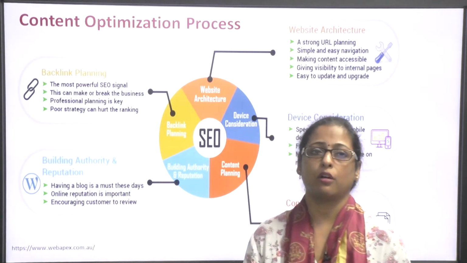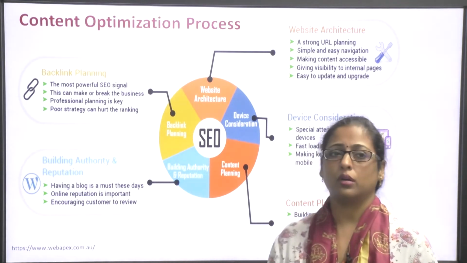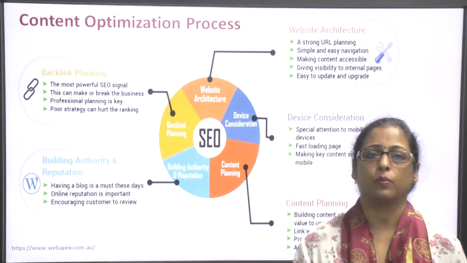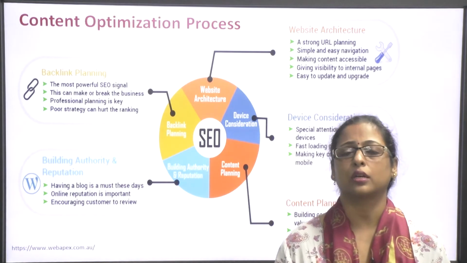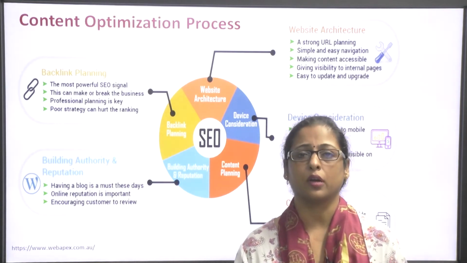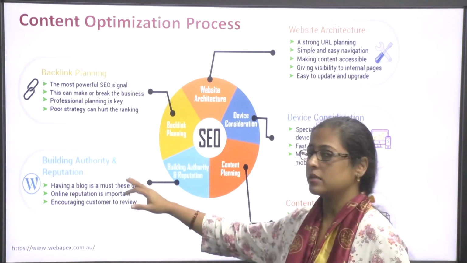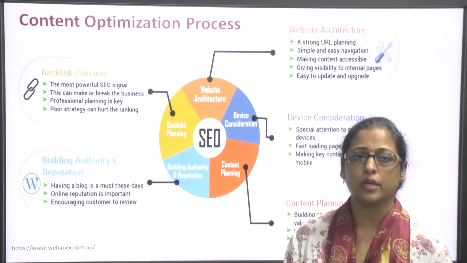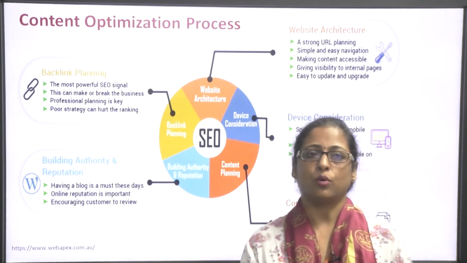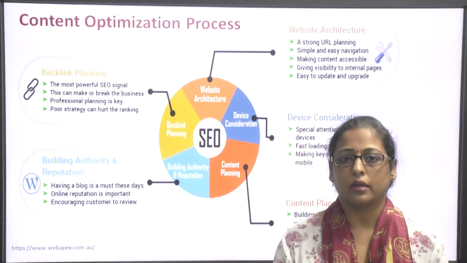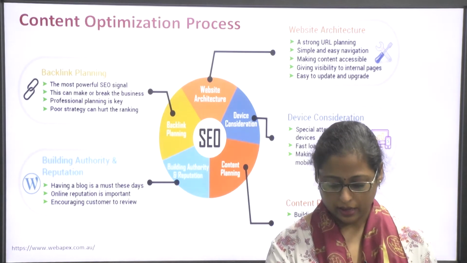And then we should also have authority and reputation. So having blogs regularly, having a good reputation, encouraging visitors to view, or having outreach activities, influencer outreach activities, will basically enhance the trustworthiness and credibility of the website. And then obviously working on backlinks, which is very important. So all these are the various things that an organization must adhere to while optimizing the content.